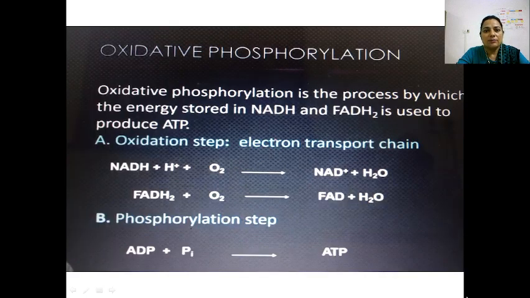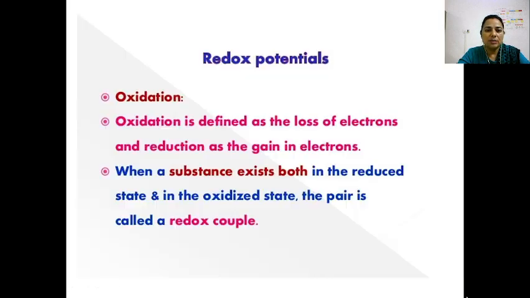In oxidative phosphorylation, the energy stored in the reducing equivalents, that is NADH and FADH2, is used to produce ATP. The first step is oxidation, which is carried out in the electron transport chain: NADH plus H+ plus oxygen gives NAD+ plus H2O, and FADH2 gets oxidized to FAD and water. In the phosphorylation step, ADP, with the incorporation of inorganic phosphate, gets converted into ATP.